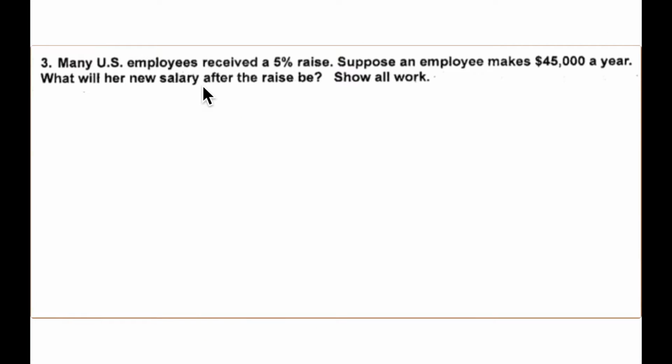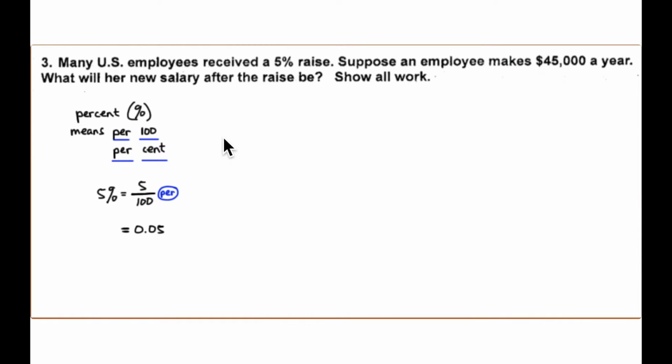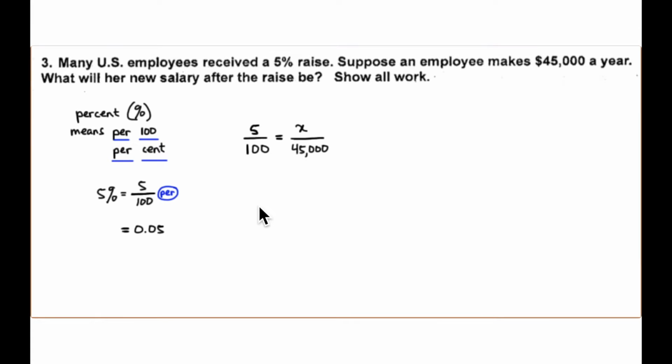For problem 3, employees receive a 5% raise. And if the employees make $45,000 a year, what will be their new salary after the raise? So remember, percent means per 100, so it's per cent. So 5% can be written as 5 per 100. So if you say this number is 5 hundredths, and you write it as a decimal value, it's also 5 hundredths. So you can use each of these to figure out what the raise will be.